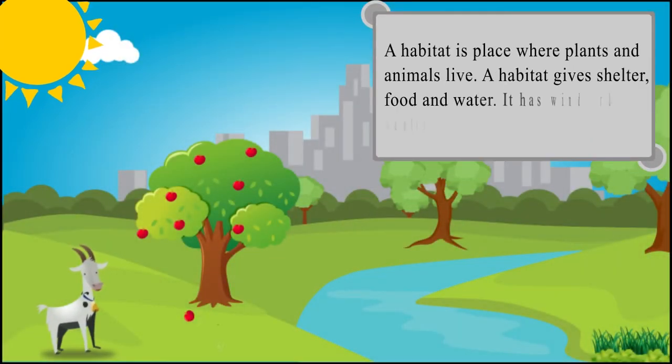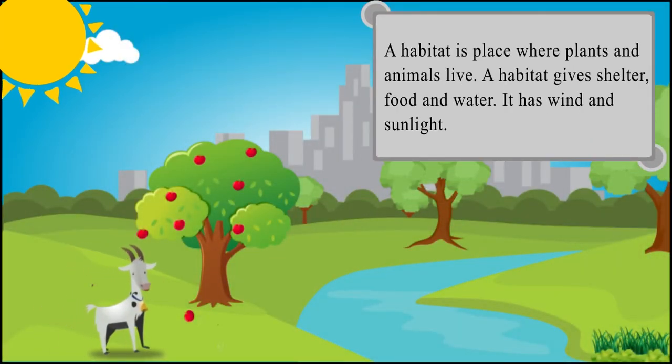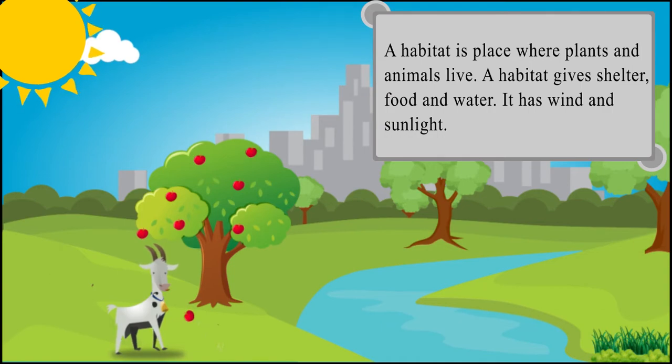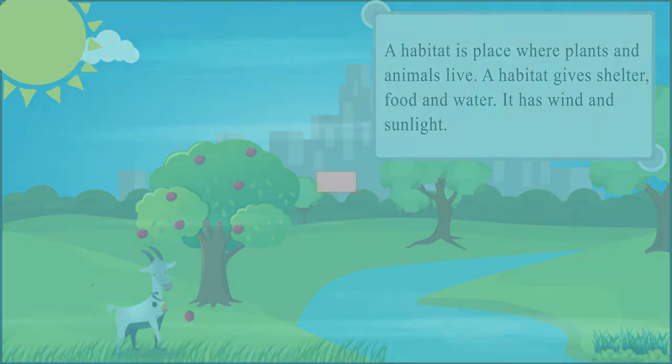A habitat is a place where plants and animals live. A habitat gives shelter, food and water. It has wind and sunlight.